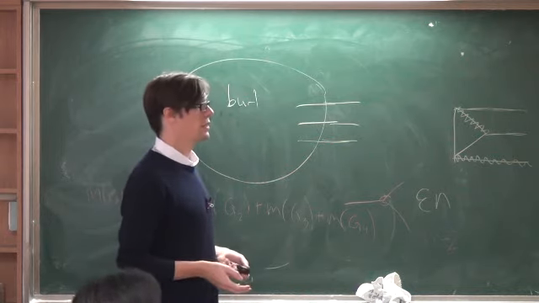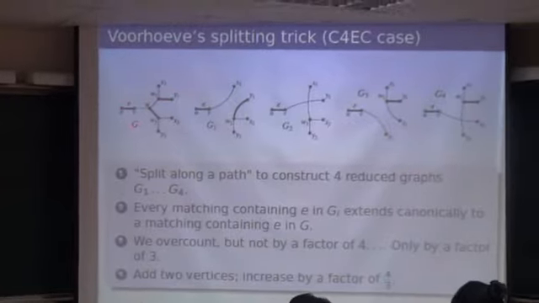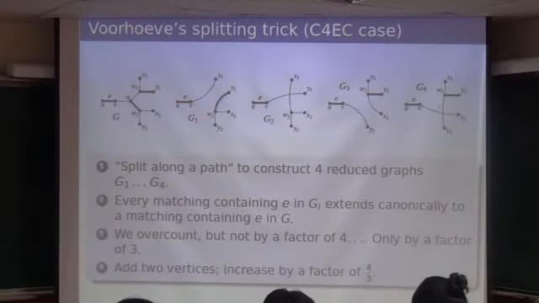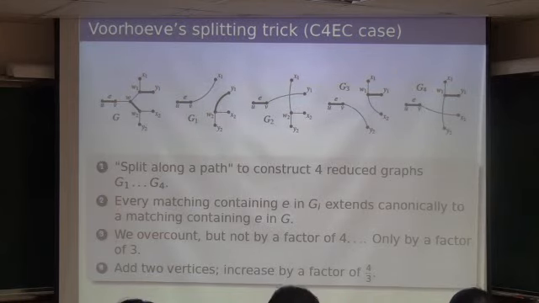But this isn't actually the case, because you're going to double count. So some perfect matching in G2 is going to correspond to the same perfect matching in G that a perfect matching in G1 corresponds to. But this isn't going to happen with all 4 graphs. It's only going to happen with 3 of them for each perfect matching. So you're multiplying the number of perfect matchings by 4, but you're only overcounting by a factor of 3. So you throw away 2 vertices and you multiply the number of perfect matchings by 4/3. And that's all we need for the cyclically 4-edge connected case.